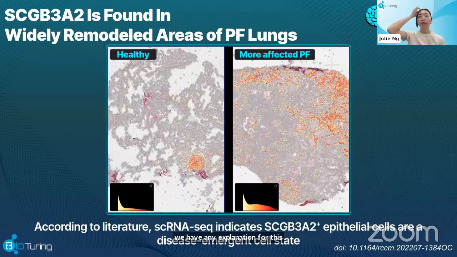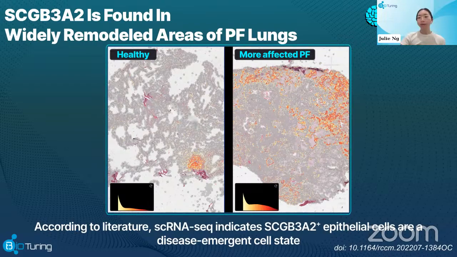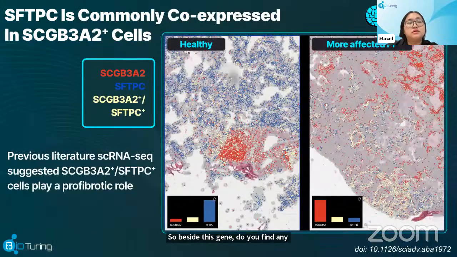Right. This is still what we expect to see in a healthy control, because SCGB3A2 expression is pretty much localized to the terminal airways of the lungs. In the terminal airways, we have a lot of epithelial cells in the end, and that's why we see a lot of the SCGB3A2 expression. Okay, right. So besides this gene, do you find any other genes related to the disease?